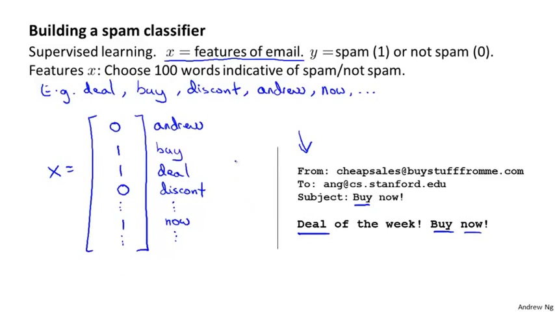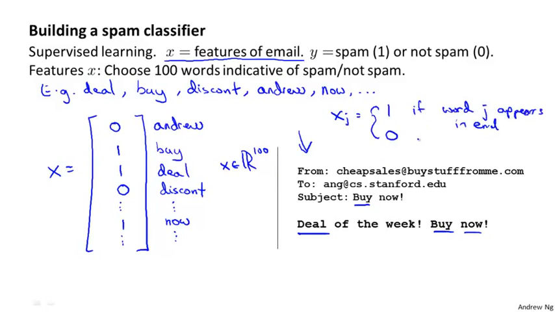And in this example, my feature vector would have dimension 100 if I chose 100 words to use for this representation. And each of my features xj will basically be 1 if a particular word, let me call this word j, appears in the email, and xj would be 0 otherwise. Okay. So that gives me a feature representation of a piece of email.